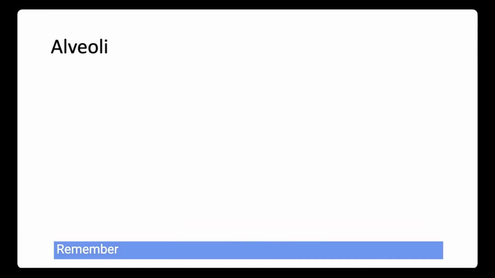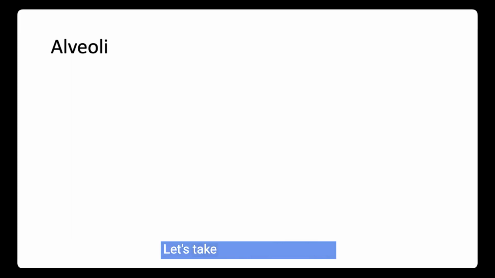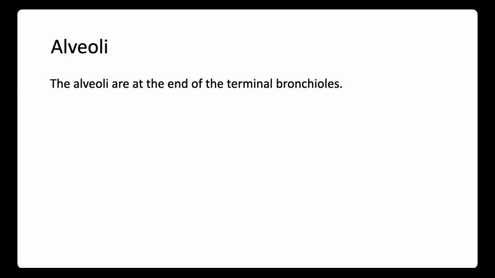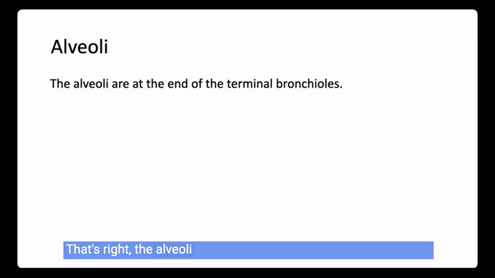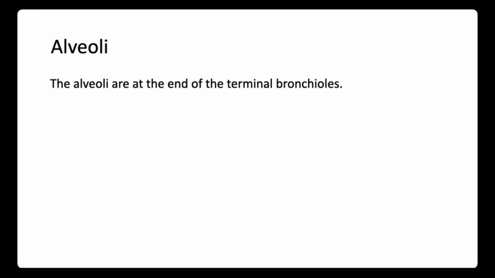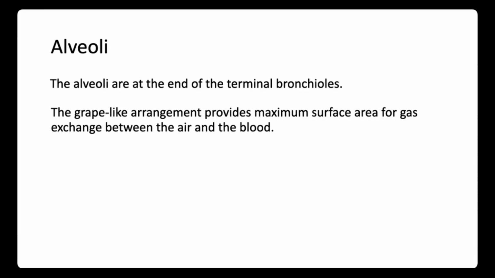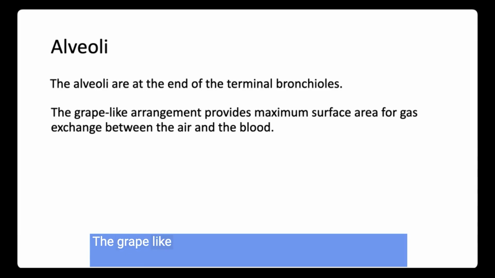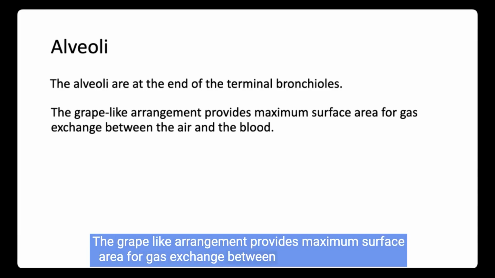Let's talk about the alveoli. Remember, alveoli, those tiny sacs where the gas exchange occurs. We have type 1 alveolar cells, type 2 alveolar cells, and macrophages. Let's take a closer look at this. That's right. The alveoli are at the end of the terminal bronchioles. The grape-like arrangement provides maximum surface area for gas exchange between the air and the blood.